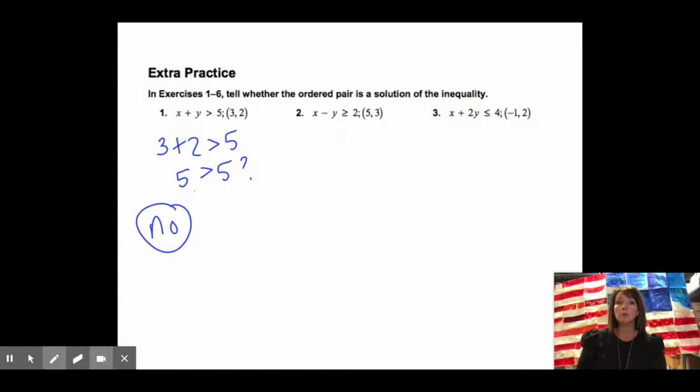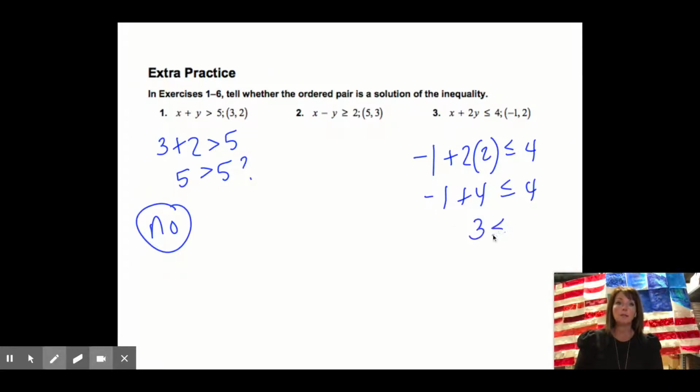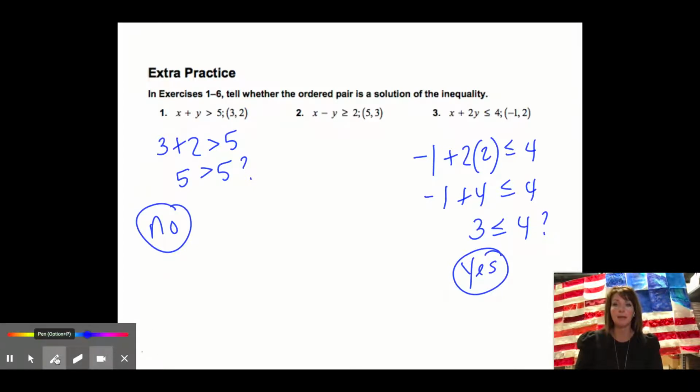So go ahead and try number 2. Pause the video and try number 2 now. Number 3, I'm going to substitute in. So -1 plus 2 times 2 must be less than or equal to 4. -1 plus 4 is 3, less than or equal to 4. Is this a true statement? Yes, 3 is less than 4. So yes, this ordered pair is a solution to that inequality.